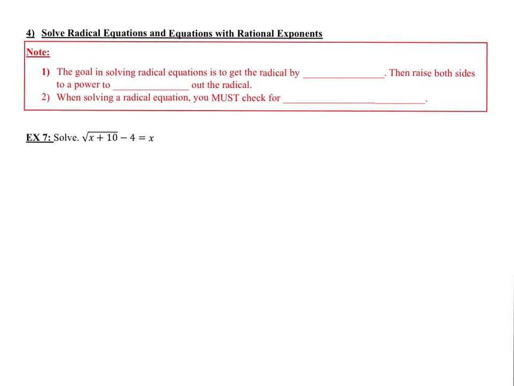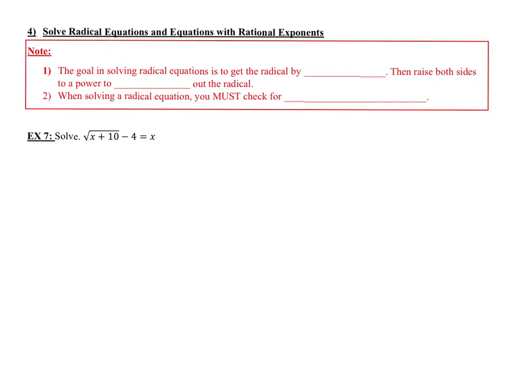Okay, next one. Solving radical equations and equations with irrational exponents. So the goal in solving radical equations is to get the radical by itself. Then raise both sides to a power to cancel out the radical. Second, when solving a radical equation, you must check for extraneous roots. As usual, anything that gets strange, you're going to probably be checking for roots.